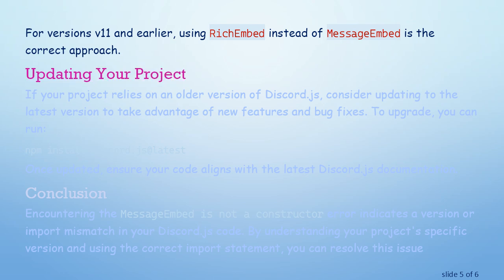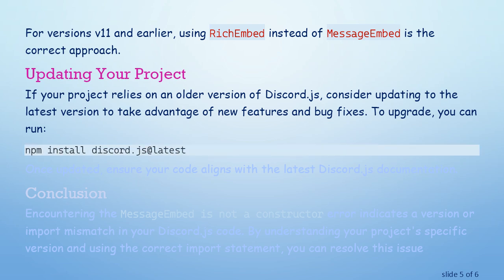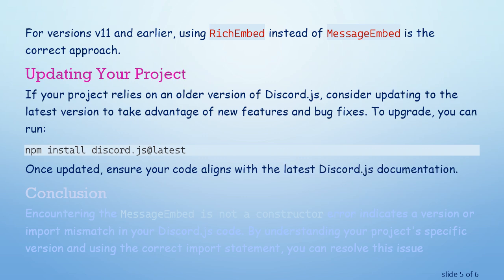Updating your project. If your project relies on an older version of Discord.js, consider updating to the latest version to take advantage of new features and bug fixes. To upgrade, you can run the update command. Once updated, ensure your code aligns with the latest Discord.js documentation.